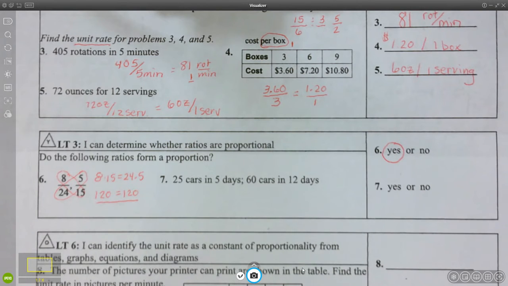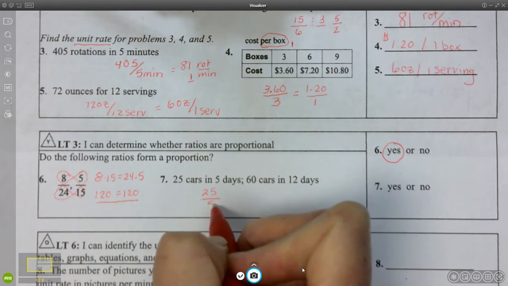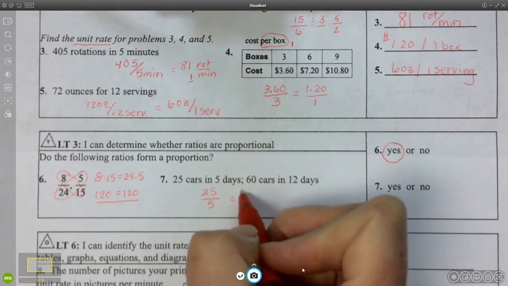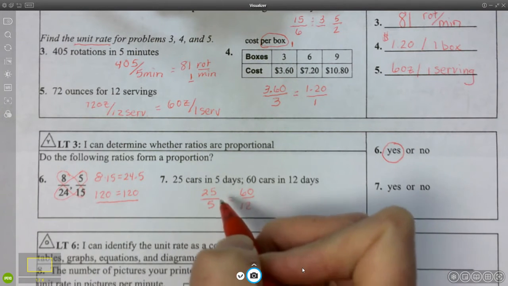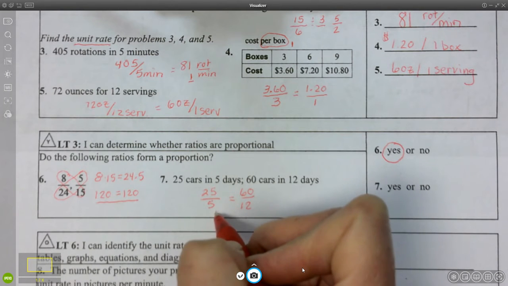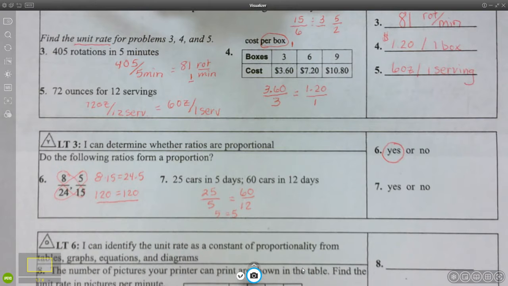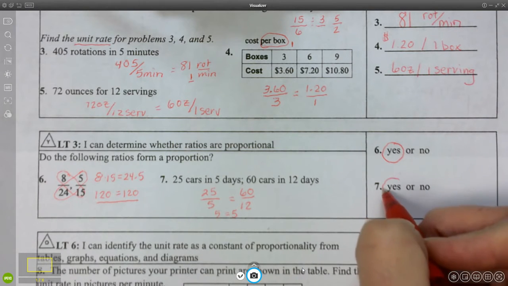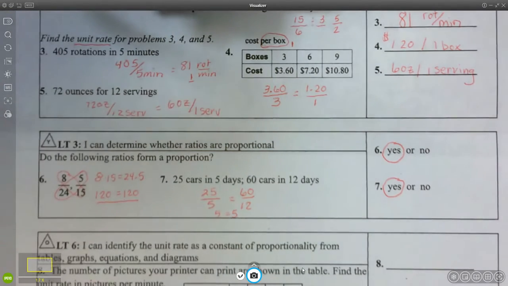And then for this one, I'm going to write them as fractions. 25 cars come through in 5 days. Is that equal to 60 cars in 12 days? So 25 divided by 5 is 5, and 60 divided by 12 is 5. So just by simplifying those fractions, I can tell that they're equal to one another. So that also forms a proportion. So that's yes. You could certainly do the cross products and find out they were equal to each other as well. We have different strategies, right, to figure this out. Okay, learning target 6.